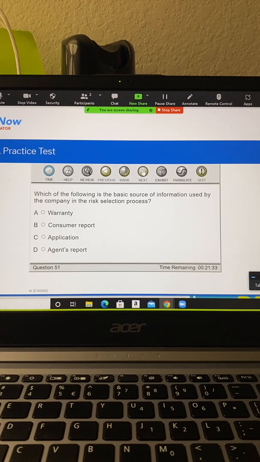Which of the following is the basic source of information used by companies in the risk reduction process? What do you think? What's the number one thing the company considers to issue a policy? Is it the warranty? No, man. If you are an agent and you meet with a client, what do you have? The application. Yeah, you gotta do the application, and that's what they decide. That's the first thing they use to decide whether they're gonna insure them or not.